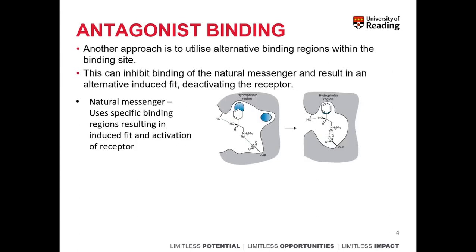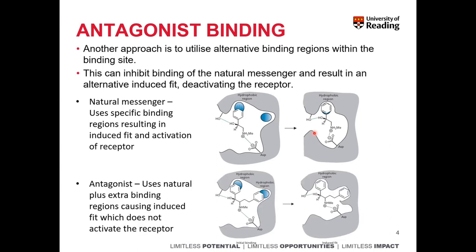So for example, here we have a natural messenger molecule bound into the binding site of a receptor. Now, it uses binding to specific groups to make sure the correct induced fit occurs and that the receptor is activated. So for example, here we have a hydrogen bond formed between an OH group in the receptor and an OH group on the molecule. We have a van der Waals interaction here between the six-membered ring and a van der Waals binding region within the receptor, and we have an electrostatic interaction here as well. Now, when the induced fit occurs, this induced fit happens in such a way that the receptor is activated.